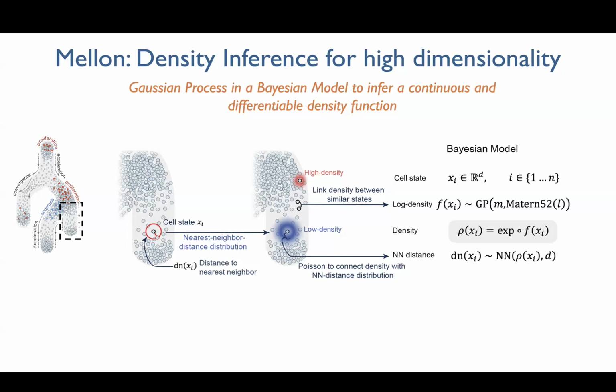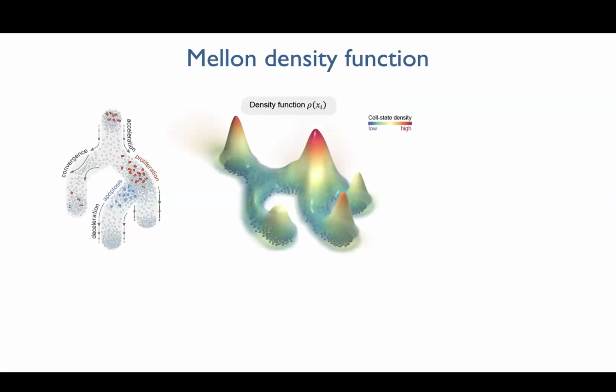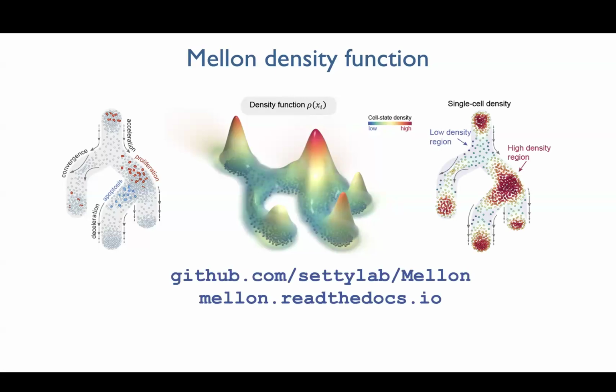Cool. Now this is really cool because, since we use this Gaussian process, what we now have is a differentiable density function. What does that mean? We essentially have a continuous density distribution that describes the entire phenotypic space of, in this case, a differentiation process, because all the cells are now related to each other. And there's a lot of things we can do. One of the things we can do is evaluate the density of this space at single cell resolution.